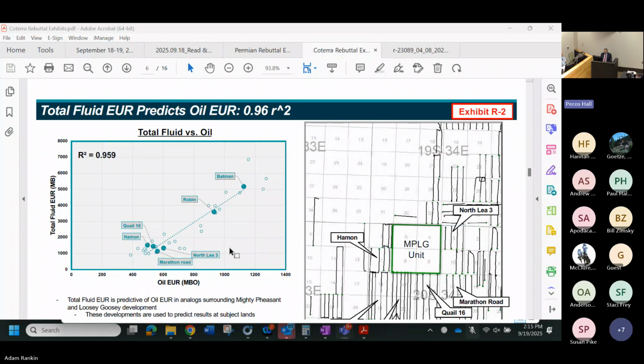What we're looking at is units around the Mighty Pheasant Loosey Goosey, where we believe the water cut, or the water percentage in the reservoir, would be similar to that of the Mighty Pheasant Loosey Goosey. So we're not explicitly saying that, because we're using the surrounding analogs that would be roughly analogous. And again, on your x-axis, you're using EUR, correct? That's correct. And again, that incorporates your assessments, interpretations, and experience as an engineer. Yes. And they're not absolute values, right? They're based on my estimates. That's correct.